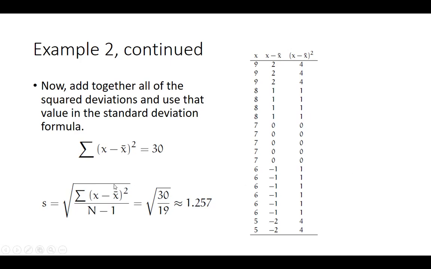Plug that into the formula. The sum of the squares we just found was 30. N minus 1 would be 20 data points minus 1, which is 19. 30 divided by 19 and then take the square root gives us approximately 1.257. So the standard deviation is 1.257.